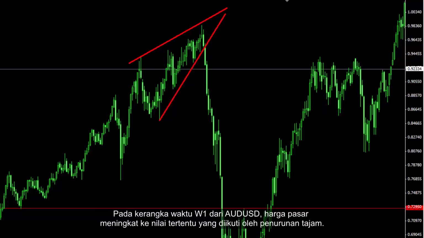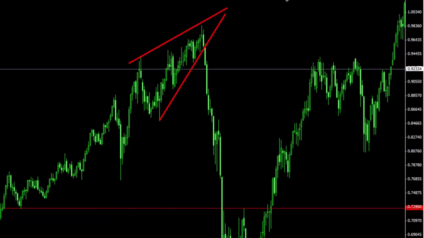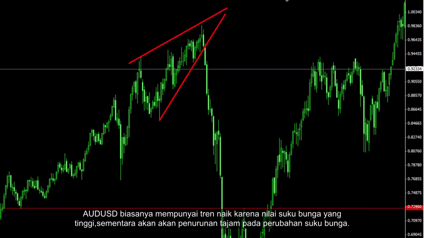On the W1 time frame of the Australian dollar against the US dollar, the market price has increased to a certain value, followed by an abrupt decline. The Australian dollar against the US dollar normally has an upward trend due to a high interest rate, while there would be a sharp decline on an interest rate change.